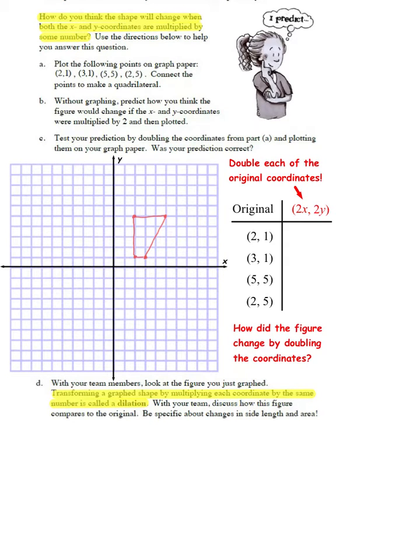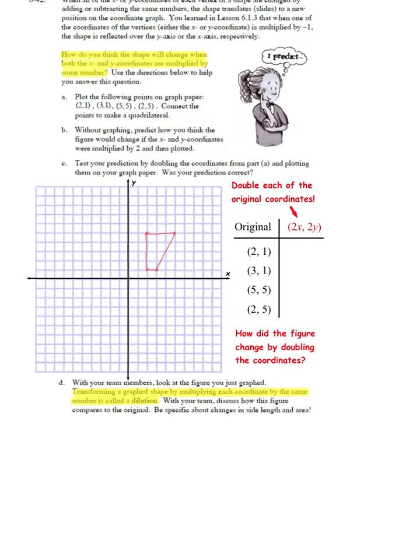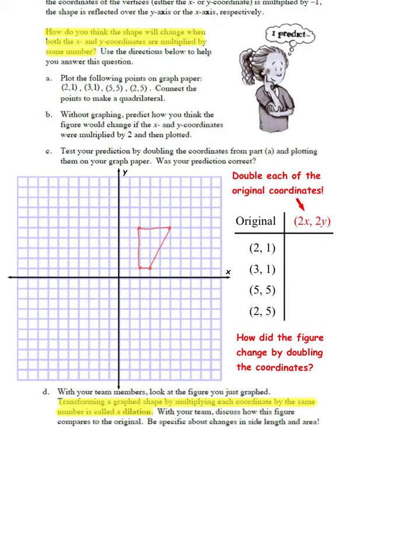Okay, for the problem that you just completed, 642, it says you're going to double each of the coordinates. Basically what that means is you're just taking both numbers times 2. I drew the original shape already. The new shape, you're just doubling both of them. So you're going to have 4, 2, 6, 2, 10, 10, and then 4, 10.